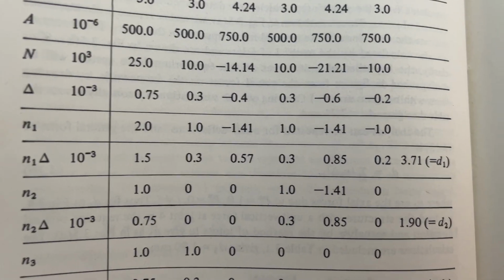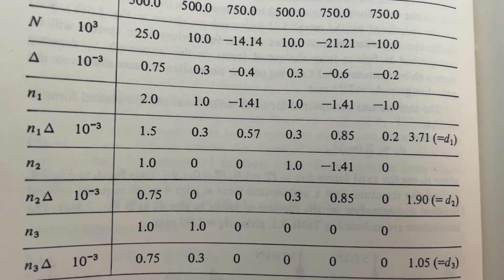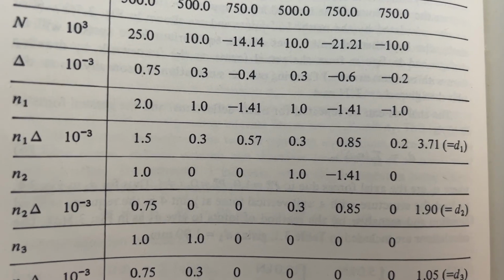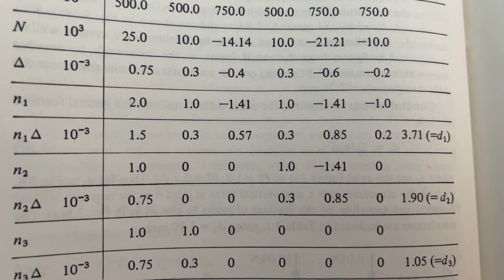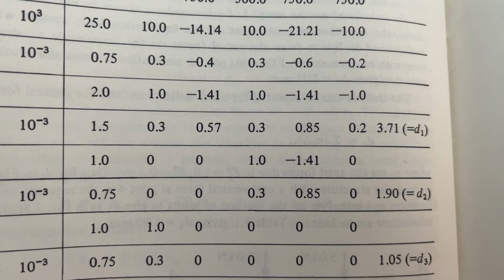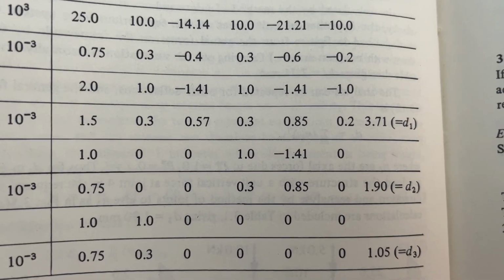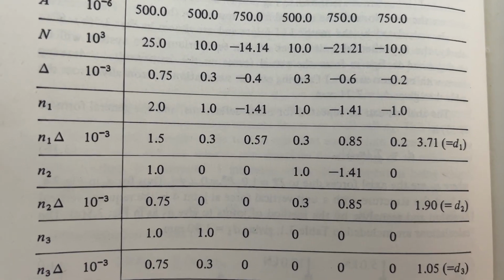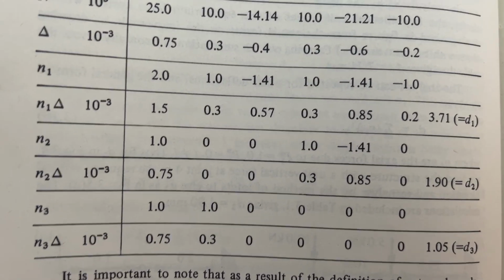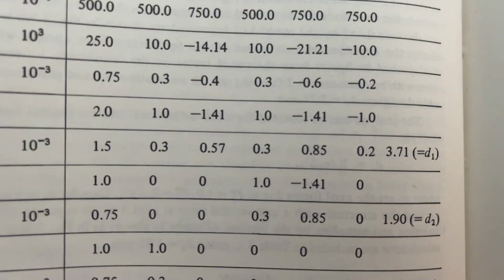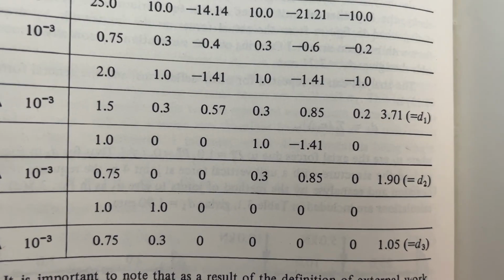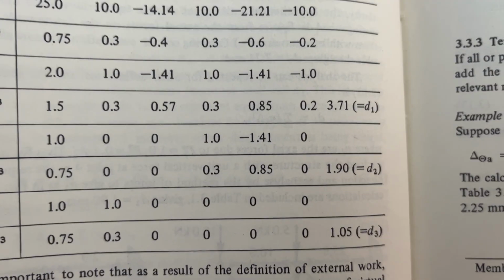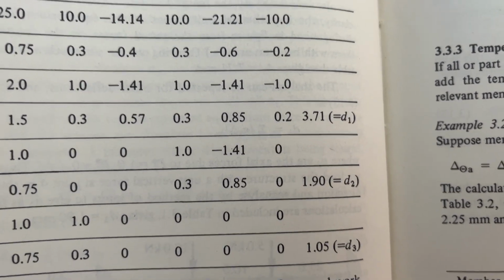N1 is just the unit, isn't it? I don't know about the units, but I thought it was the forces in the members due to M1, which was a vertical force downward. So it's 2, 1, minus 4, 1.41, 1.41, minus 1. Then N1 delta is 0.75 times 2 is 1.5. 0.3 times 1 is 0.3. 0.4 times 1.41 is 0.57. 0.3 times 1 is 0.3. 0.6 times 1.41 is 0.85. 0.2 times 1 is 0.2.